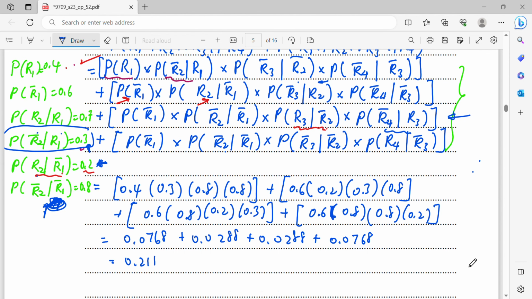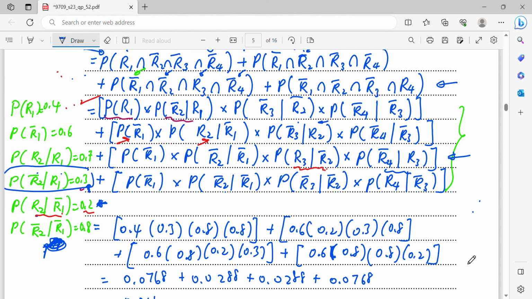Alright, so there is another method to solve this question, which is by using a tree diagram. So you can draw the tree diagram and label accordingly.